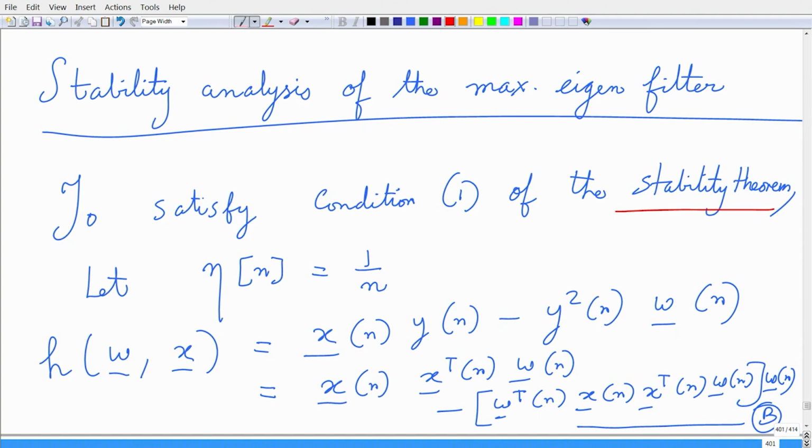Now, I plug in y of n realized as an inner product between x and w. So, I get x of n times x transpose n w of n, this is my first term, and the second term, which is y square n times w n, can be written in this form. So, you must recall again that y square n is decomposed as y n times y n. One term y n is written as w transpose x, the other term y n is written as x transpose w, right. There is sort of a symmetry here. Let me call this equation B.